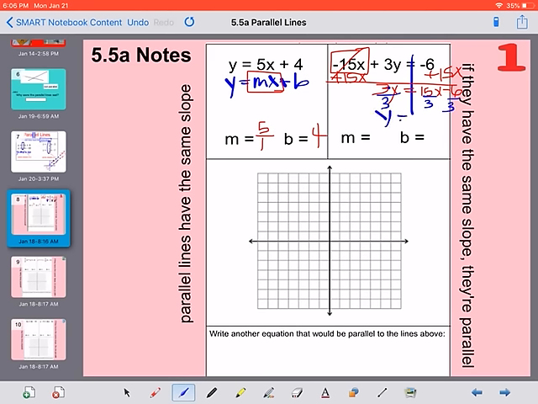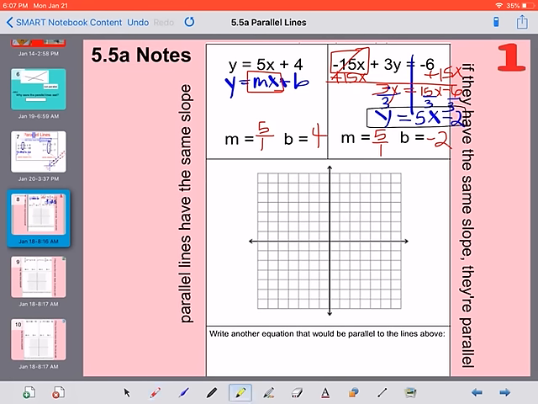So we have y equals 15 divided by 3 is 5, so 5x, minus 6 divided by 3, which is 2. So our equation right here is y equals 5x minus 2. So m is 5, or 5 over 1, and b is negative 2. So let's graph both these lines.